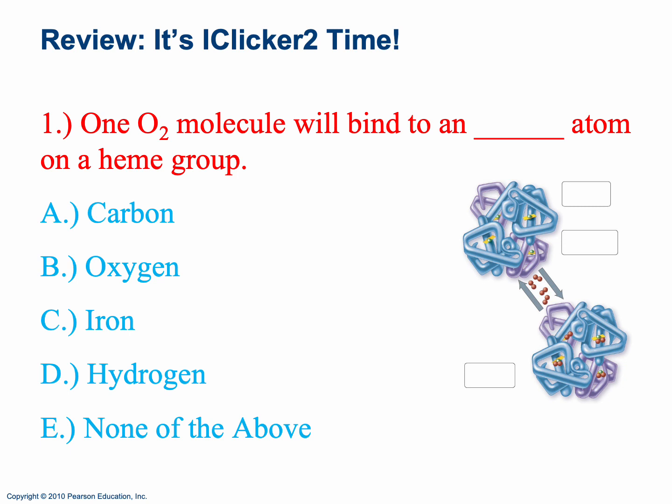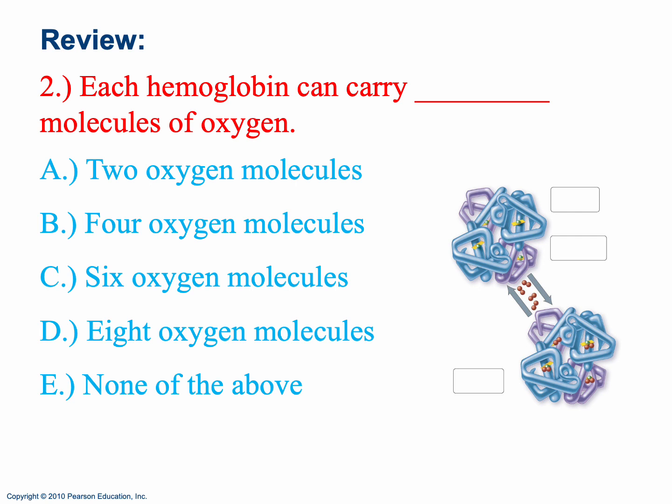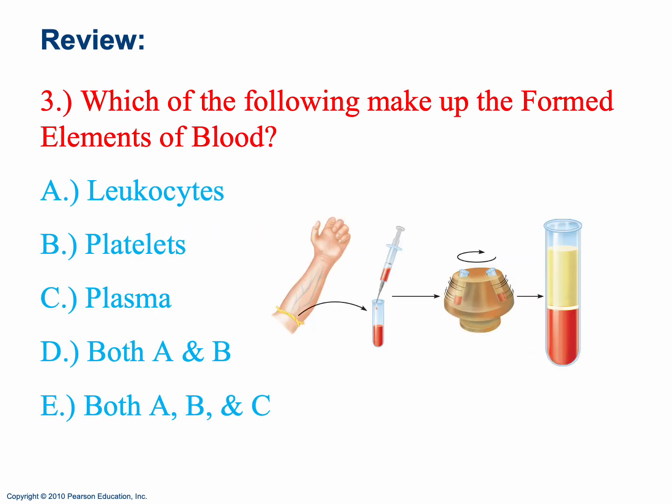All right, and the correct answer here, hopefully you have selected iron. Iron, letter C, would be the correct answer here. All right, number 2. Each hemoglobin can carry how many molecules of oxygen? Based off of these choices, what would be the correct answer here? All right, and the correct answer would be choice letter B, 4 oxygen molecules. So, very good.